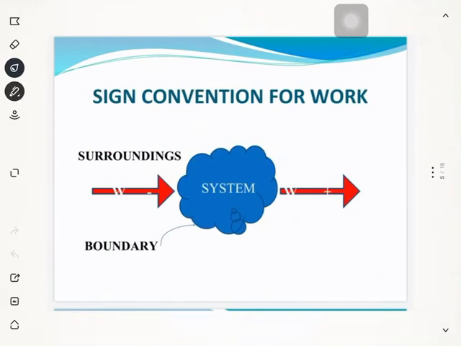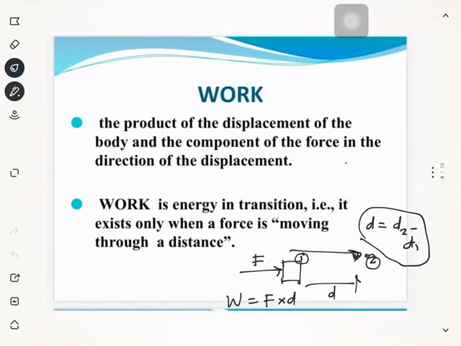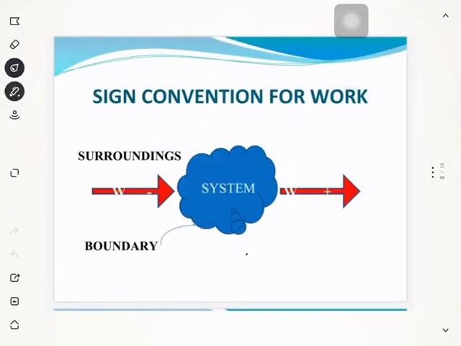Since work is energy in transition, it only exists when a force is moving through a distance. So given a system here, given the surroundings and its boundary, we tackle this one in our basic concepts, as in the introduction of thermodynamics. So we have the sign convention for work. Given the surroundings, the system and boundary.